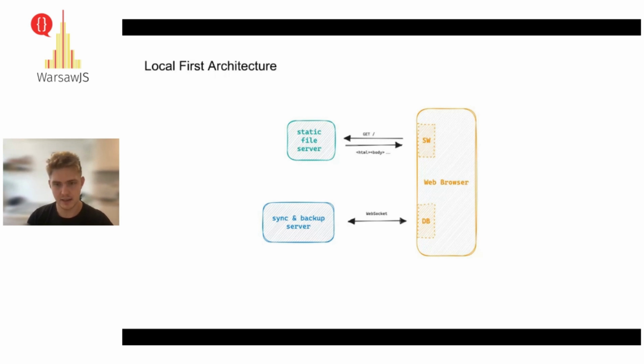And I like this architecture because, as a developer, I only care about the piece on the right, the orange elements. That is my application, but I don't have to worry about writing the static file server or the sync and backup server because they're quite universal in their logic. They're what I would call business logic agnostic. So they only achieve specific tasks, and I only need to write the front-end application.